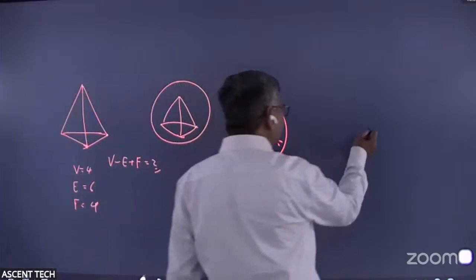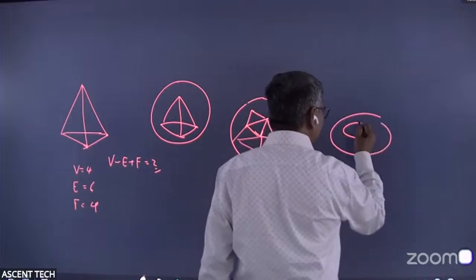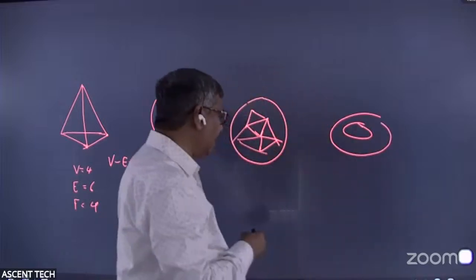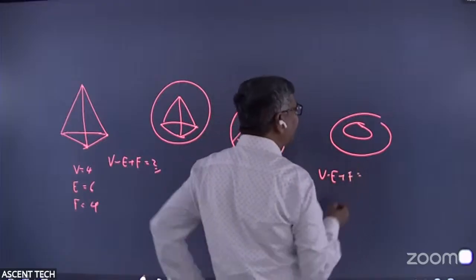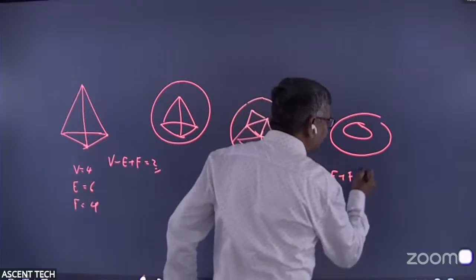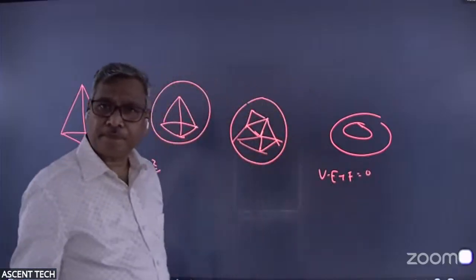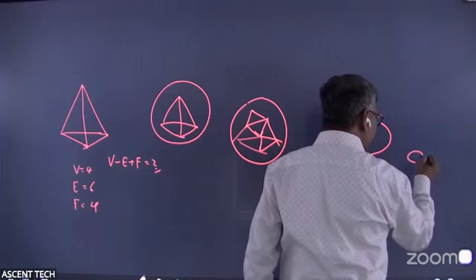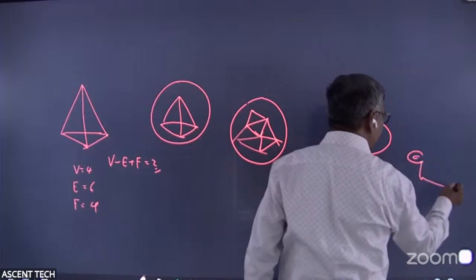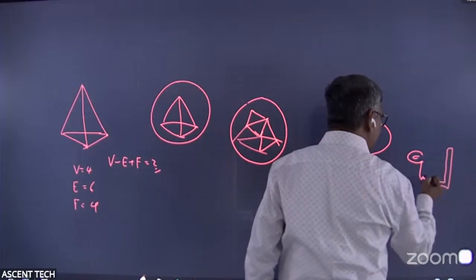Whereas if you do the same thing on a torus, that number of vertices minus edges plus faces will be 0. If you do it on a coffee cup, you get the same thing. You get the number 0.